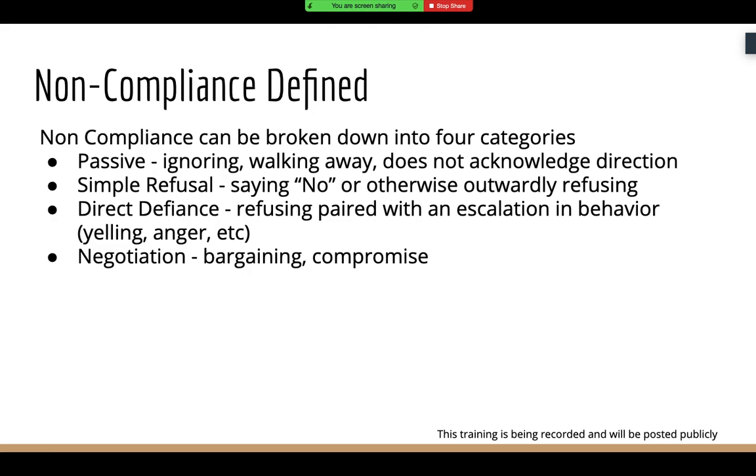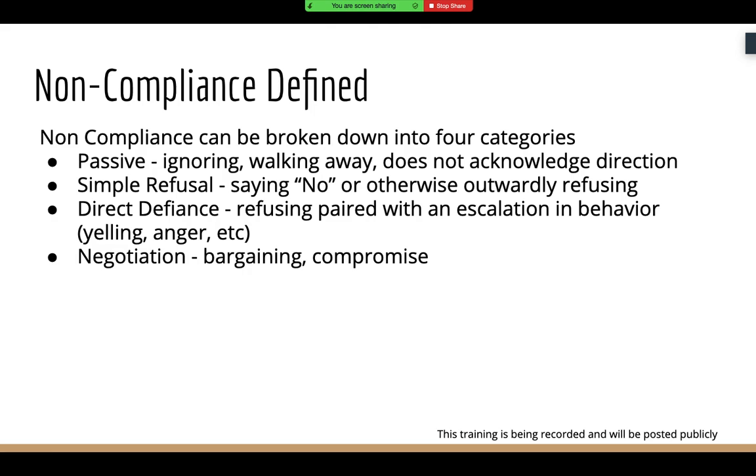There are simple refusals. This is when a child or a person says no or otherwise outwardly refuses to do something, or indicates, by shaking their head or gesturally, that they don't plan on doing what they've been asked to do. A simple refusal is really not an angry outburst or anything like that. It's just kind of a simple no.